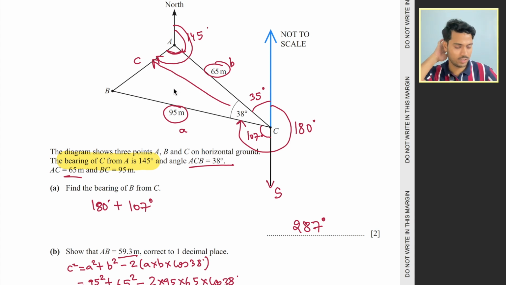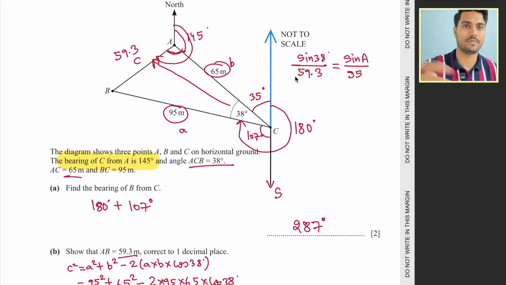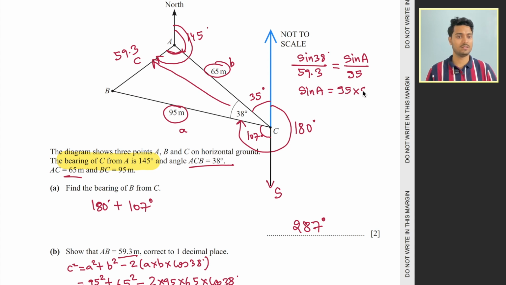So we can apply sine rule here because we have 59.3. So we can write sine 38 upon 59.3, which is equals to sine A upon 95. Okay, let's move ahead. Sine A will be equals to 95 multiplied by sine 38 degrees divided by 59.3.